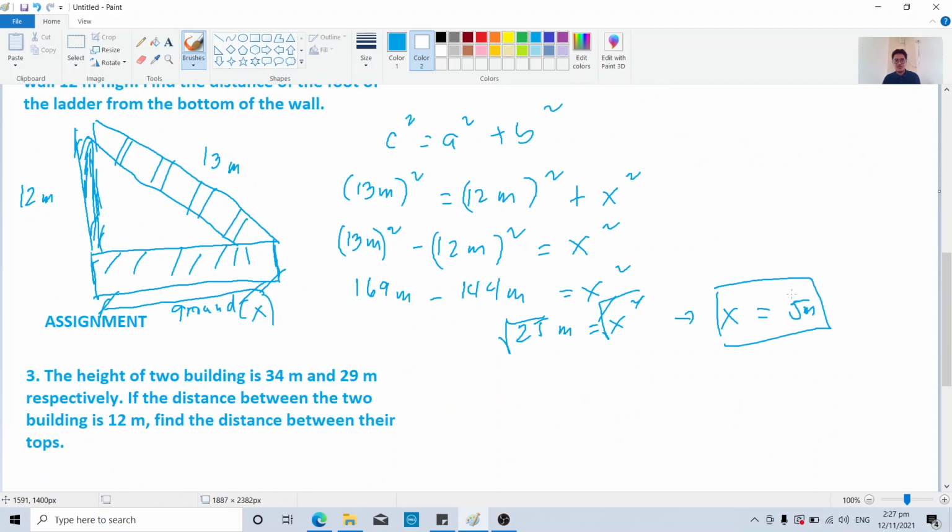Now, for your assignment, ilagay sa yellow pad: the height of the two buildings is 34 meters and 29 meters respectively. If the distance between the two buildings is 12 meters, find the distance between their tops. Again, the height of the two buildings is 34 meters and 29 meters respectively. If the distance between the two buildings is 12 meters, find the distance between their tops.